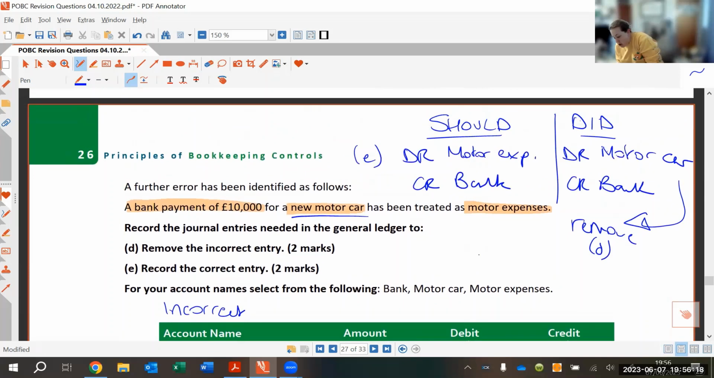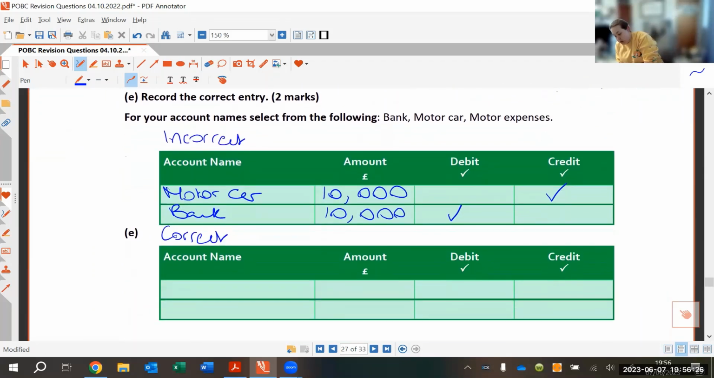We then, for journal E, are just going to literally copy what we've said in that should bit there. We're going to put the debit in at motor expenses and credit the bank, again for that £10,000. So what we've done is say, right, bring it out of the asset account, put it into the expense.